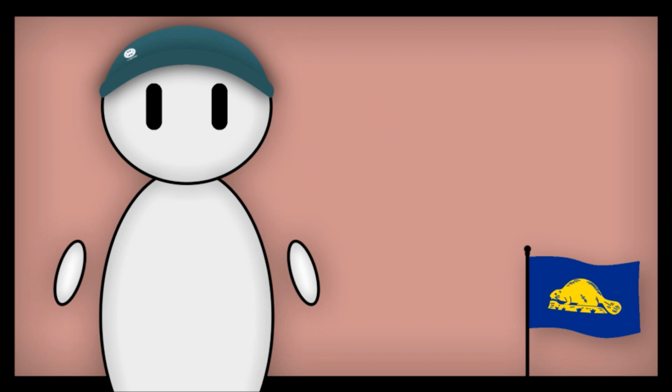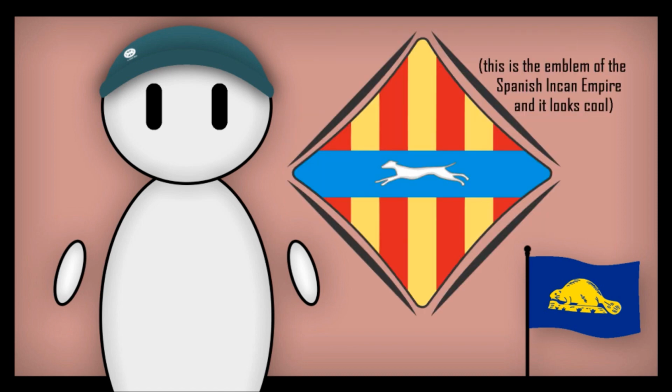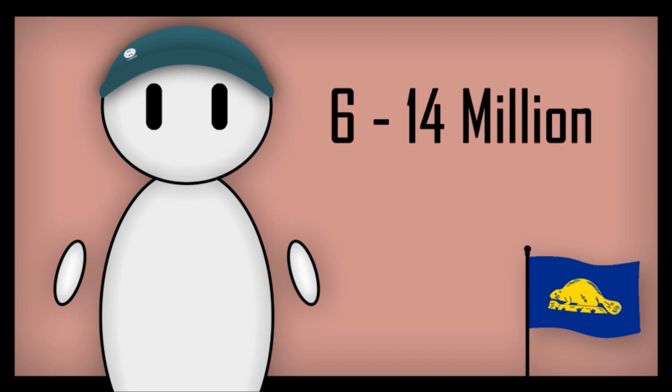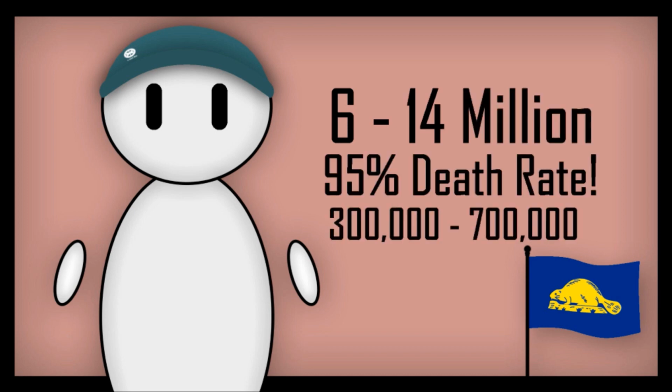By the time Pizarro returned in 1532, war and disease had raged for years, allowing the Spanish to quickly take control of the empire. The Incan Empire had a pre-war population of 6 to 14 million people, but an estimated 95% of the population was killed by disease and the following wars.